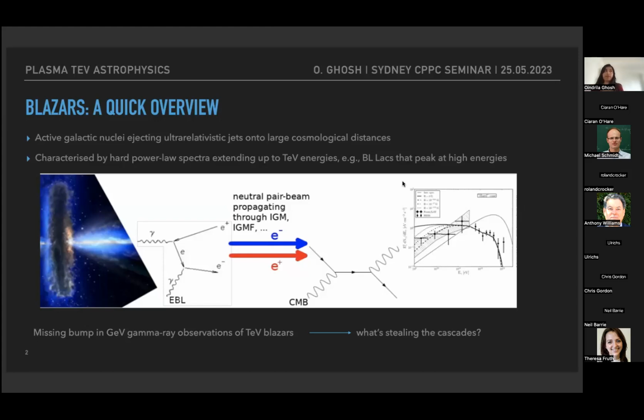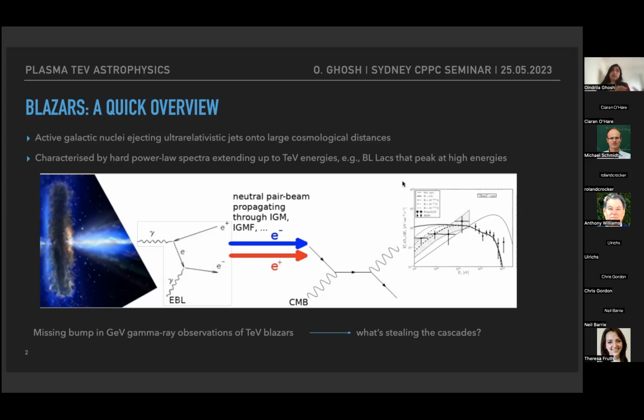The gamma ray sky, the extragalactic gamma ray sky, is full of TeV blazars. So these are essentially active galactic nuclei that have their emissions pointed directly towards us. And this could typically be flat spectrum radio quasars or BL-lac type objects. But for the purpose of this talk, I would focus primarily on these BL-lacs that peak at high energies, and they're characterized by a hard power law spectrum.